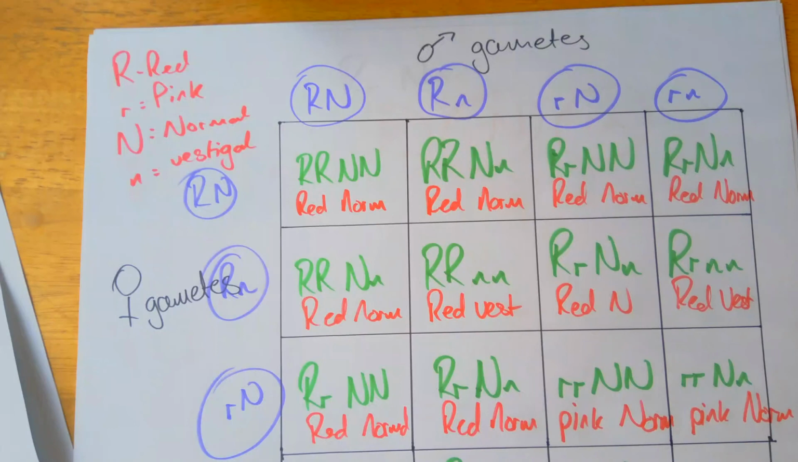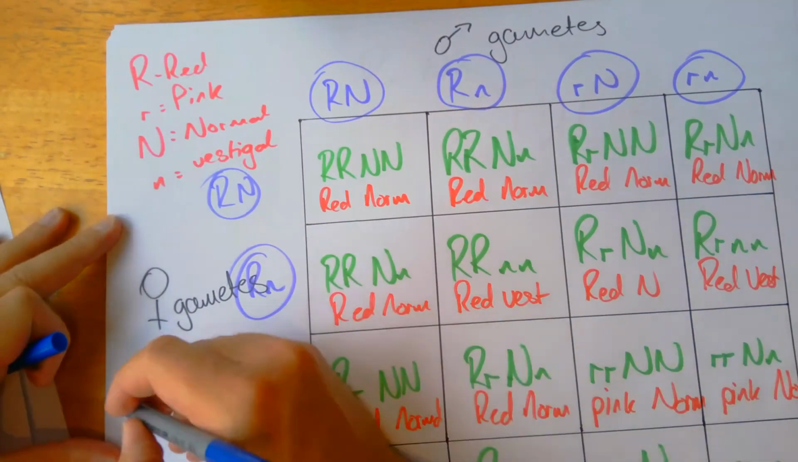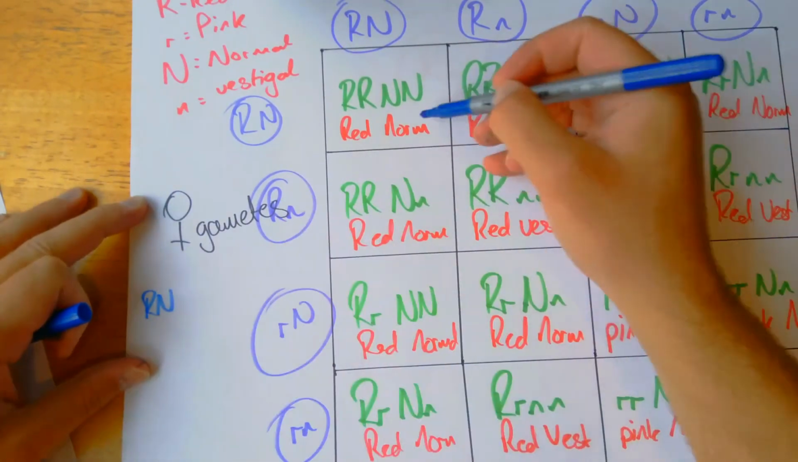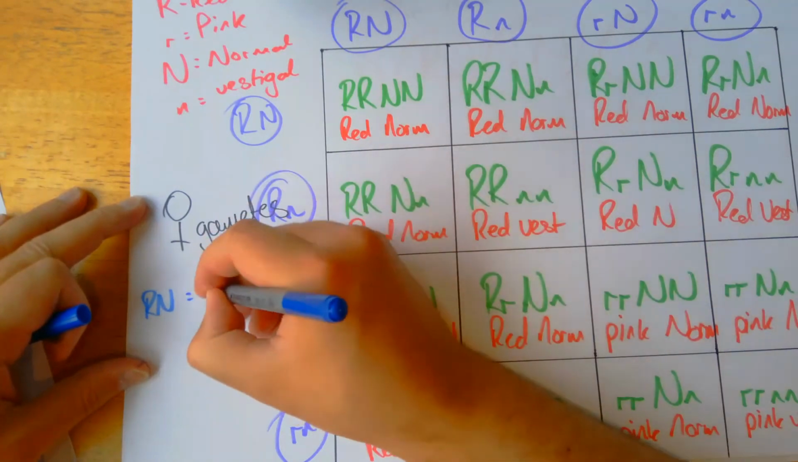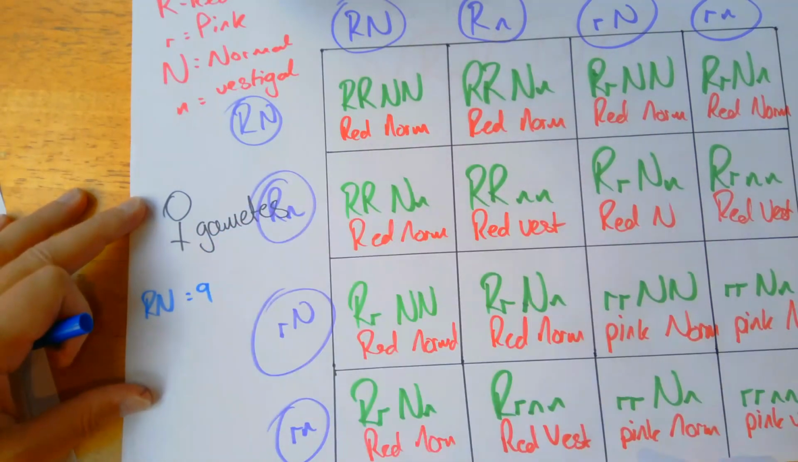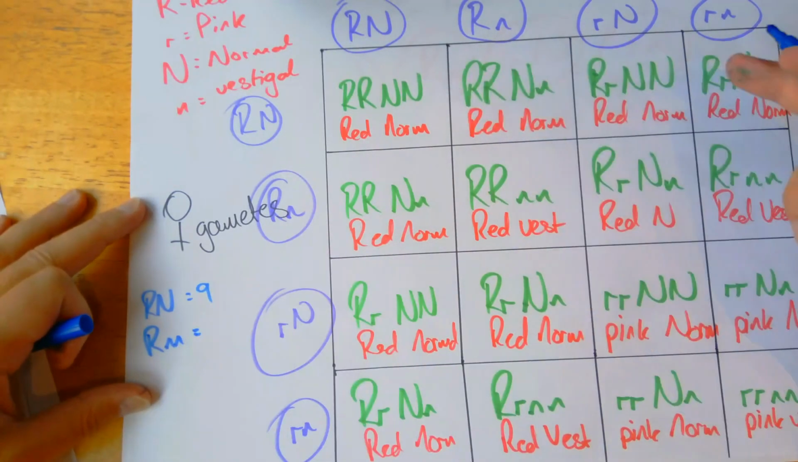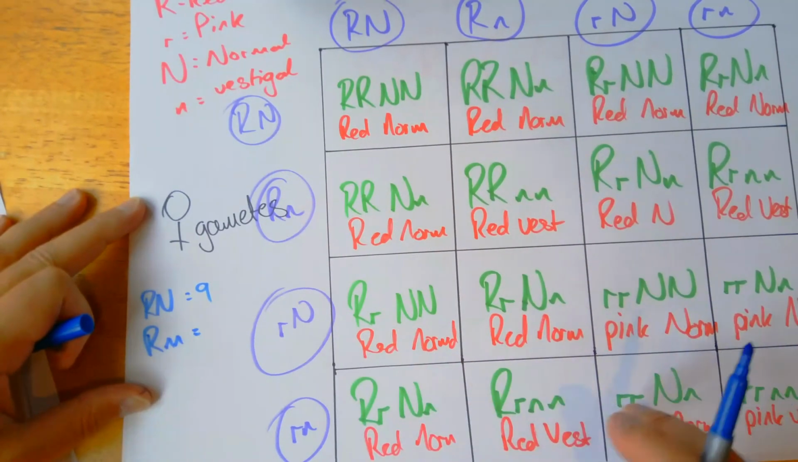After we've done that, then all we have to do is count up the amount of different genotypes, different phenotypes. So first off, I'm going to count red eye and normal wings. So I have a little table over here in the corner. Sorry, it's getting a bit cramped, I know. Red eye, normal wing, 1, 2, 3, 4, 5, 6, 7, 8, 9. Okay, so I've got 9 red eye normal wings. I shall do red eye and then vestigial wings next. 1, 2, 3.